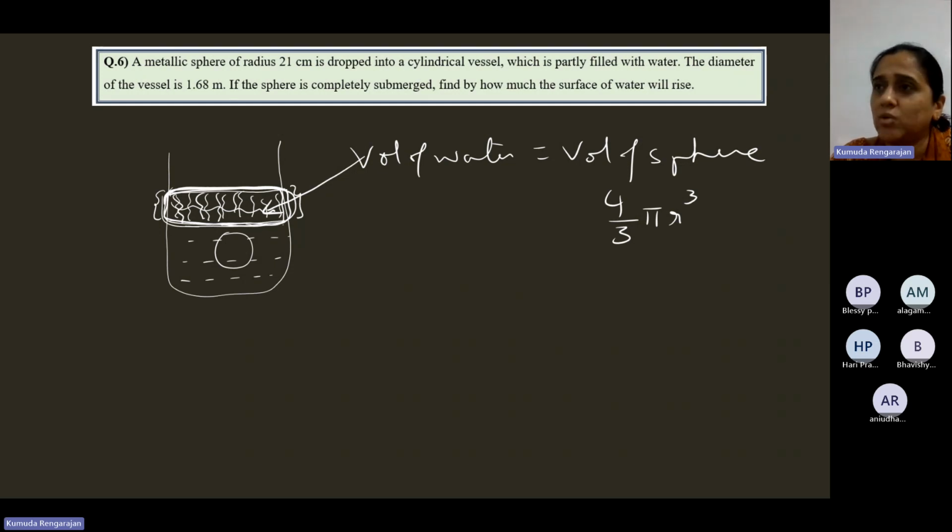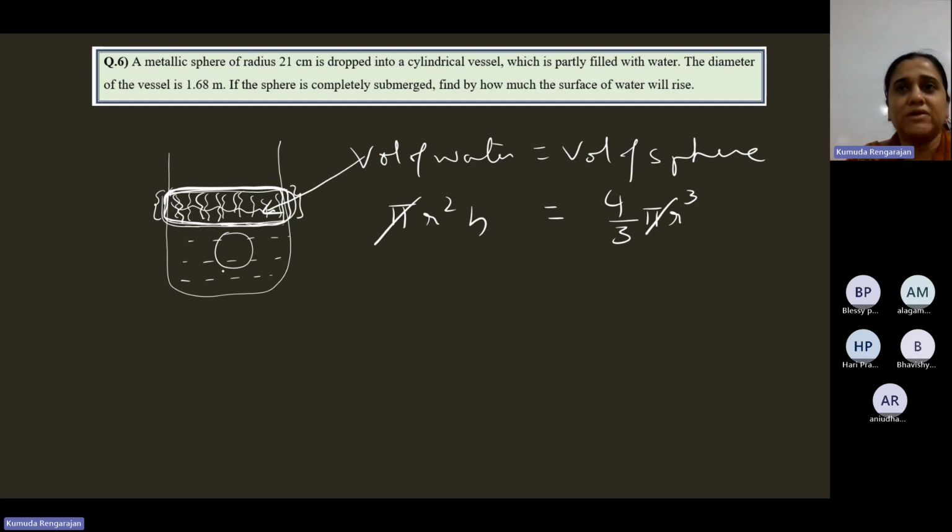Now, the volume of the water there is equal to the volume of the sphere. What's the volume of the sphere? 4/3 pi r cube. What's the volume of the water? Pi r square h, since it is cylindrical. So pi r square h is equal to 4/3 pi r cube. This is the equation. So pi and pi will get cancelled on both sides. Now we'll have to substitute.